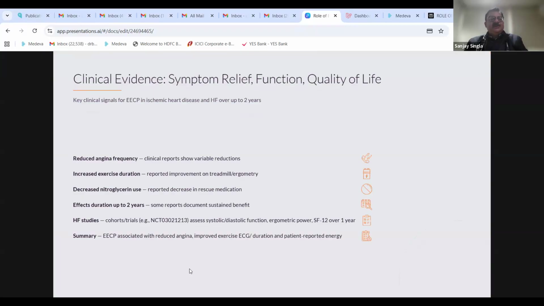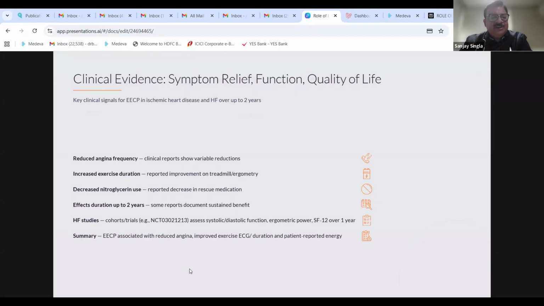So clinical evidence, we have to see the symptomatic relief, function, and quality of life. Because at the end of the day, we have to see that the patient's symptoms are reduced, his quality of life is increased, and he can get a better functional capacity. So that means there can be reduced angina frequency, increased exercise duration, decreased nitroglycerin use, effects lasting up to 2 years.